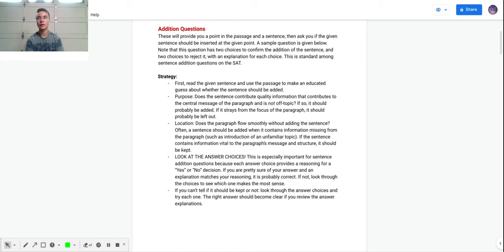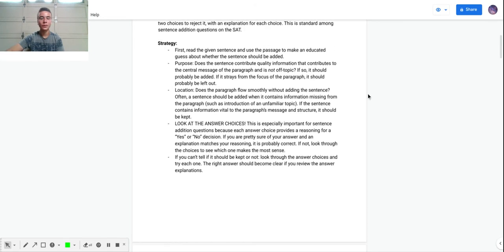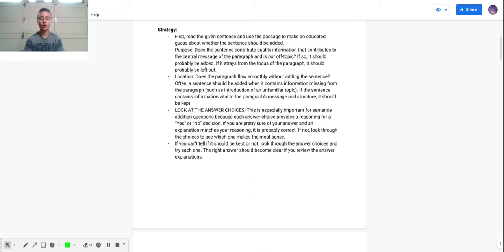Also, if the paragraph says something that's not really explained earlier, but it is explained in the sentence they're considering adding, you should put that in. You'll just see later when I do an example question. So at this point, you should have a pretty good idea of whether or not it should be added.